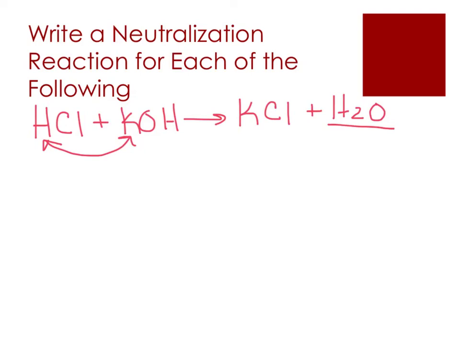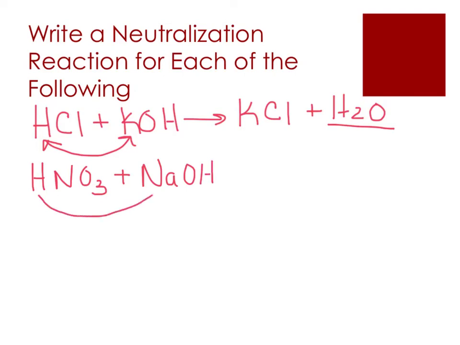To take another example, let's take nitric acid, HNO3, and combine it with sodium hydroxide, NaOH. Again, our positive ions will switch places to give us the salt, NaNO3, and again, H2O.